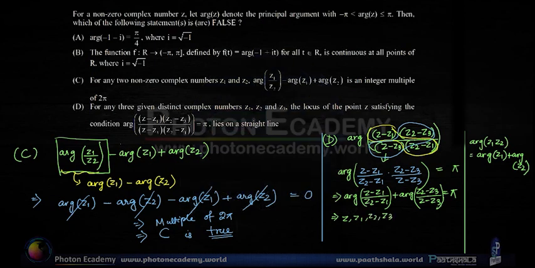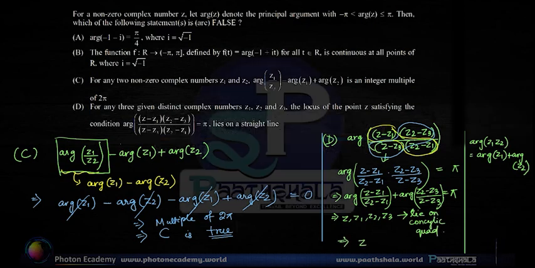Which is nothing but implies Z, Z1, Z2, Z3 lie on a concyclic quadrilateral. This is the equation of a concyclic quadrilateral. That implies Z lies on a circle. The locus of Z is a circle. That implies option D is false.